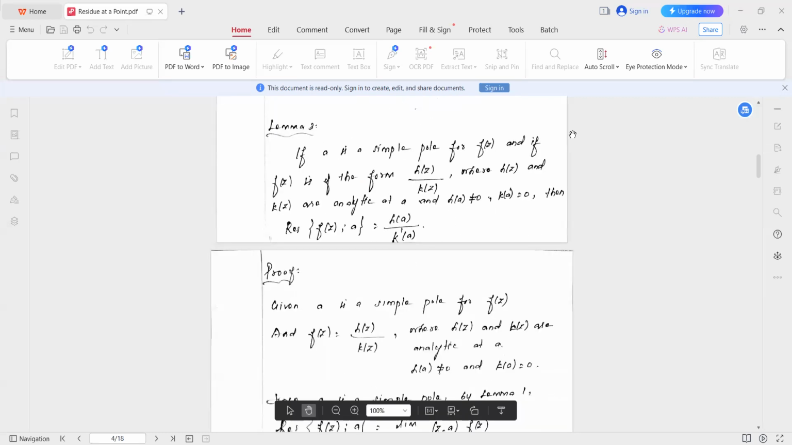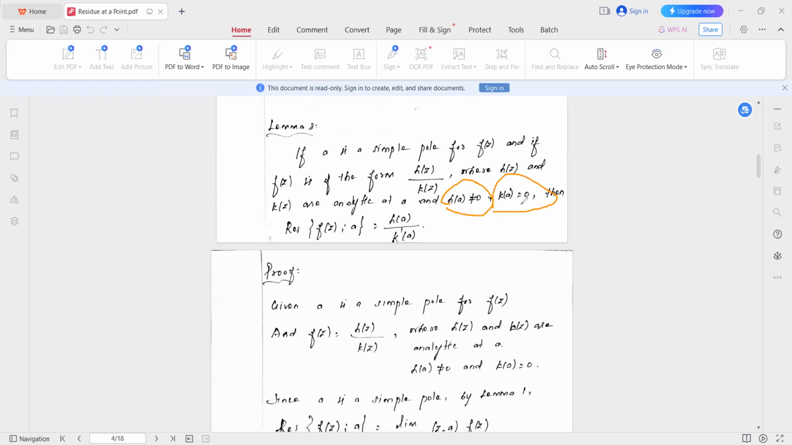if a is a simple pole for f of z and if f of z is of the form h of z by k of z, where h of z and k of z are analytic at a, provided h of a not equal to 0 and k of a must be 0, then the residue of f of z at the point a is equal to h of a by k dash of a. Here k of a should be 0 and h of a should be not equal to 0.